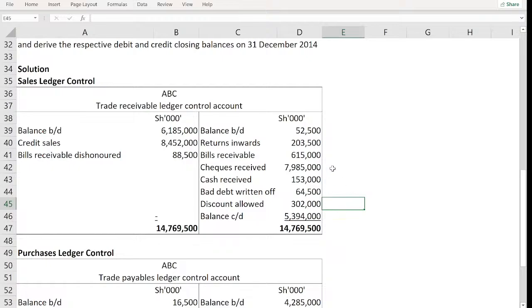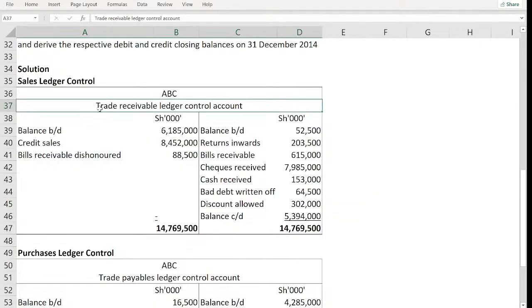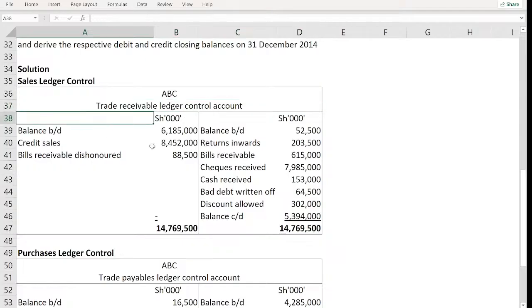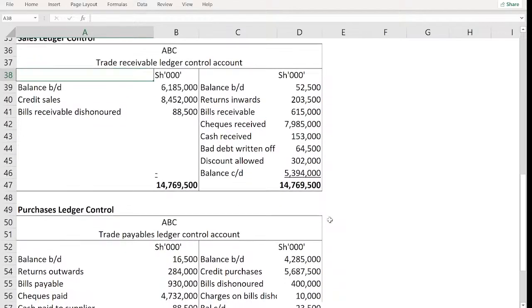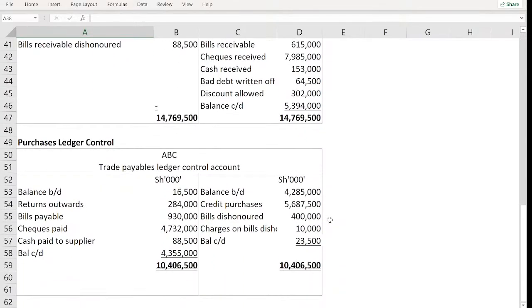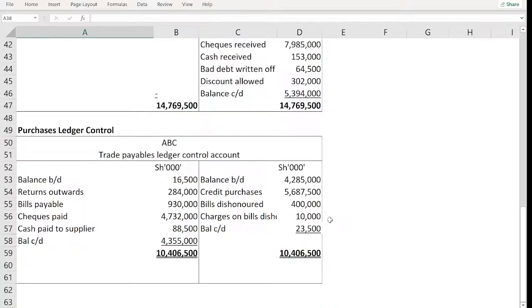The first thing to do is to understand the things to be recorded on the credit side and things to be recorded on the debit side. With that information, everything else will flow. So on our purchase ledger account, we're also going to have to do the same. So everything that was left will be on our purchase ledger. So ABC trade payables ledger account. So here we are going to start on the debit side and the credit side.